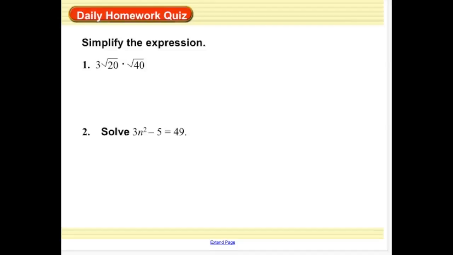Lastly, make sure you work on your daily homework quiz. We are going to skip example number 5, but we'll do that in class next time. These are just simplifying and solving the expression.